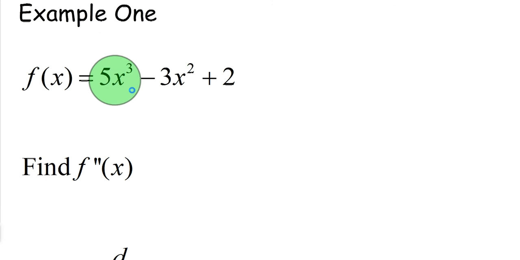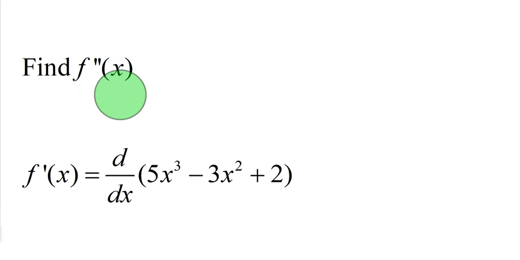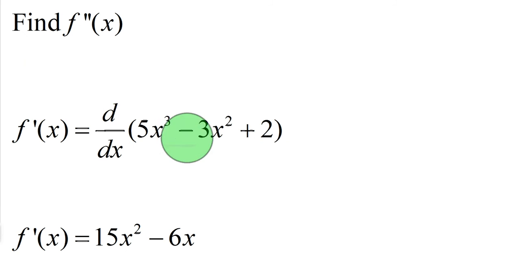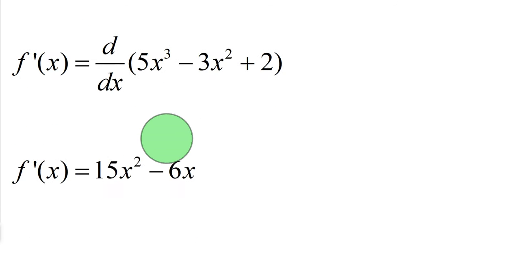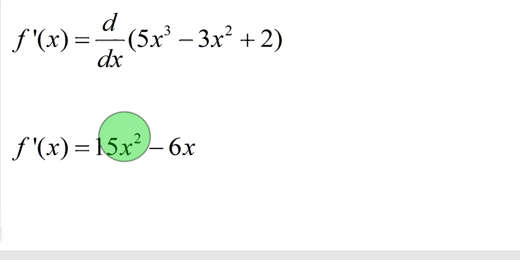We have f of x equals 5x cubed minus 3x squared plus 2. We want to find f double prime of x. So we're going to take the first derivative first, which is just involving the power rule. We should be very comfortable with that by now. We're going to end up with 15x squared minus 6x. The 2 is going to go away.